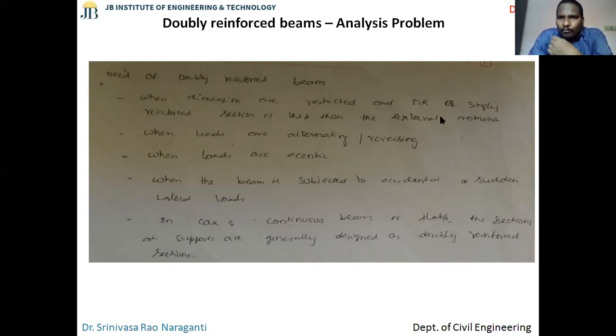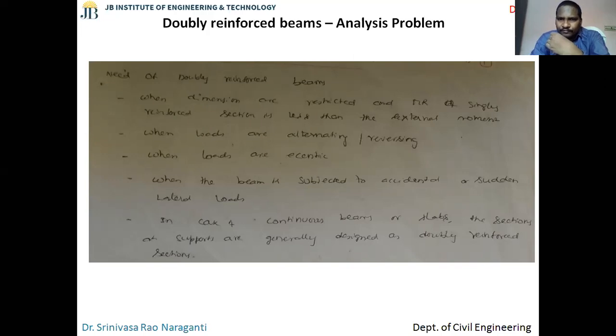Or the moment of resistance of the singly reinforced section is less than the external moment. That means the moment of resistance is less than the design moment, so the singly reinforced section cannot take the moments. Maximum it can take is only the Mu limit value. That means if your design moments are more than the Mu limit value, that is the second part of this sentence.